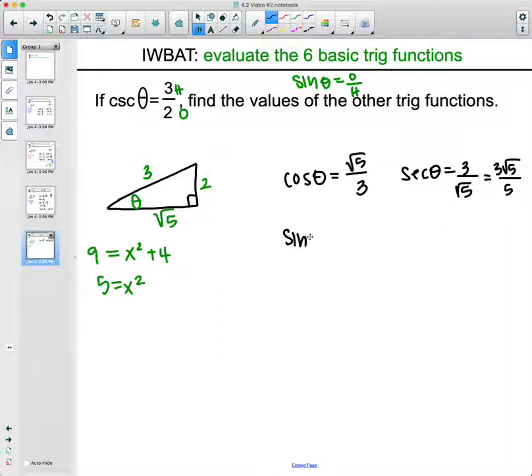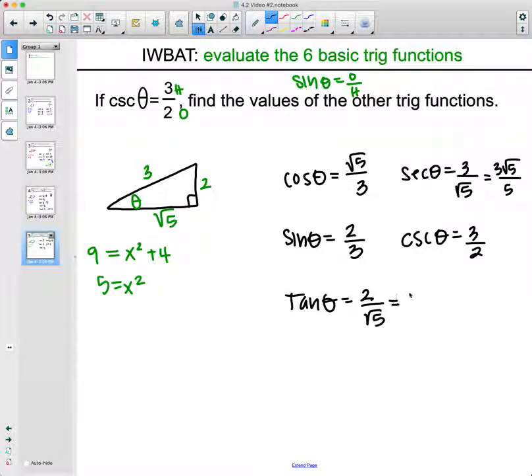Sine is going to be the opposite over the hypotenuse. So cosecant, which we were given, is going to be the flip of that, 3 over 2. Tangent is going to be opposite over adjacent, or the rationalized version would be 2 square root 5 over 5. Cotangent is going to be the flip, again, flip the original so that the radical is on top. And that's it.